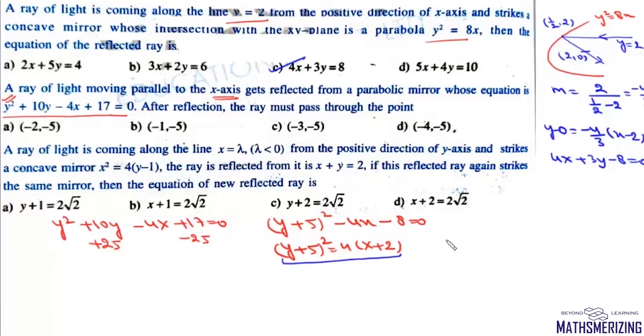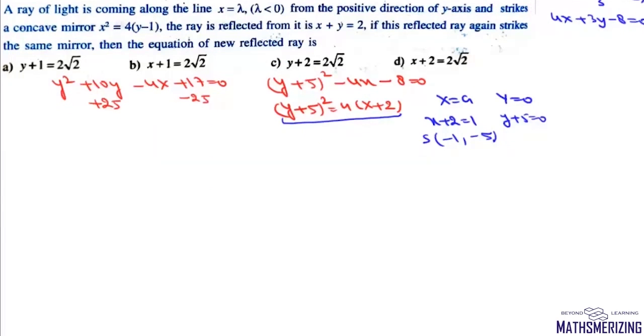For this parabola, we need to write its focus. So we know that focus is at a comma 0. So capital X equals a and capital Y equals 0. So X in this case is x plus 2, a is 1 and Y is y plus 5 equals 0. So focus of this parabola will be minus 1 comma minus 5. So any ray which is parallel to axis of this parabola must pass through focus of this parabola, which is option number B.